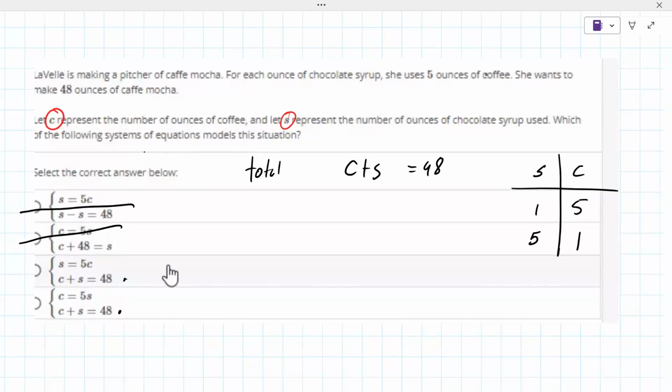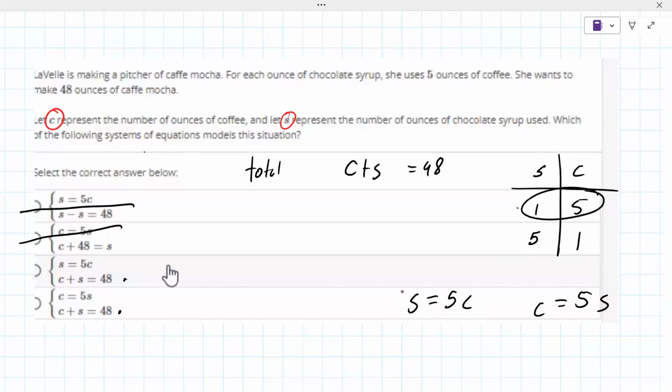One goes with five. So there's 1 ounce of chocolate syrup, 5 ounces of coffee. So is it S equals 5C or C equals 5S? Put that one in for S or that five in for C and see if the other one works. Which one works? S equals 5C. So that means that when C is five, 5 times 5 is one. Is that correct?